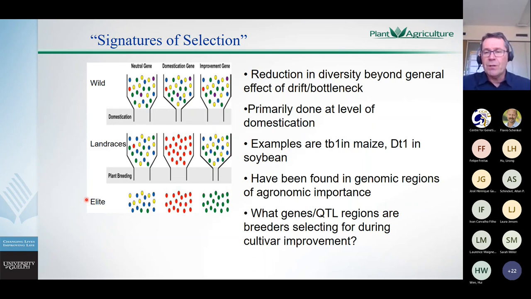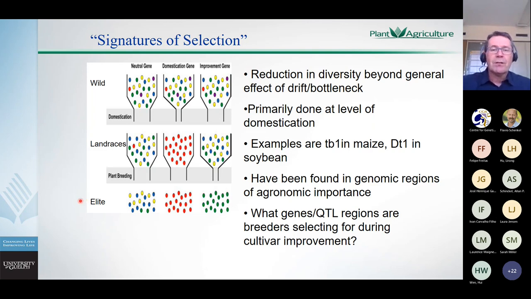One example is the TB1, teosinte branching, gene in maize. So the maize progenitor was teosinte, growing in Mexico as a bushy plant with only one row of kernels. When the mutation occurred and the kernels, instead of one row, got together into a cob, that led to the domestication of maize from teosinte as we know it. And this one mutation had a huge impact. It wasn't the only important one, but it had a huge impact.